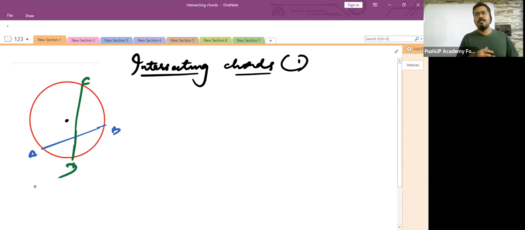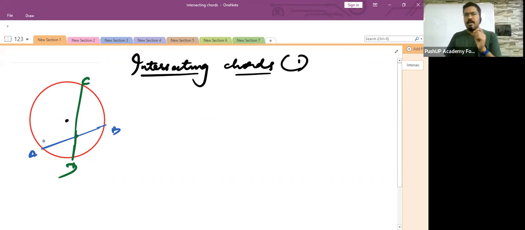For the first time, you must be coming across a situation where two chords are intersecting each other. Isn't it? We have done sums based on multiple chords. There have been three chords also in one single circle, but none of the chords used to intersect each other. And this is the first time that it is happening.